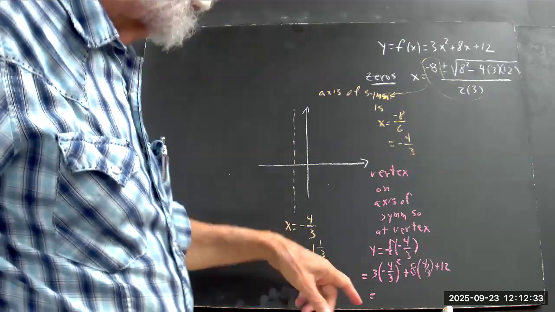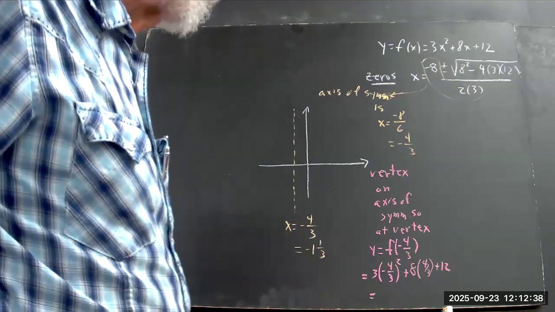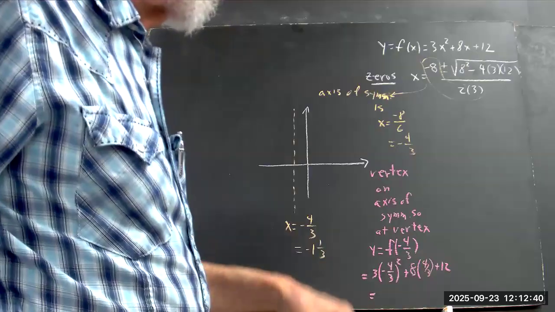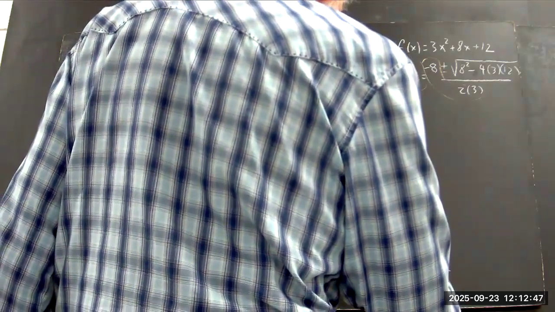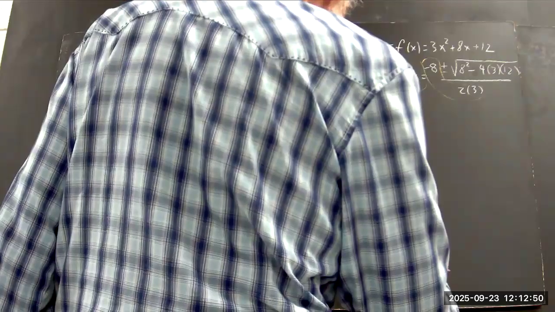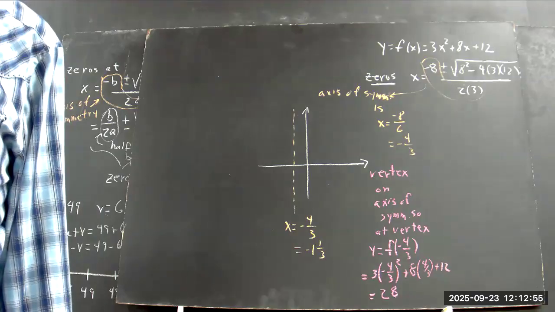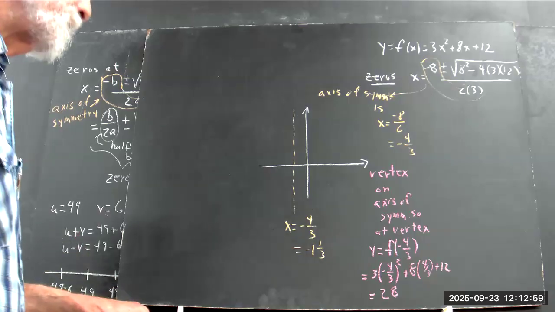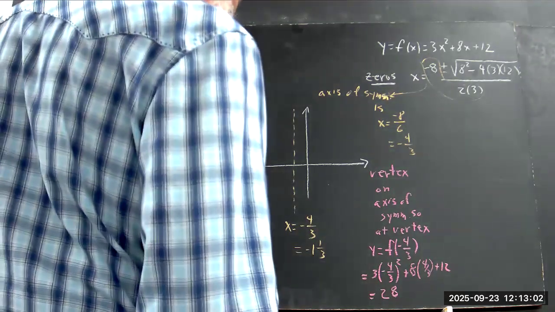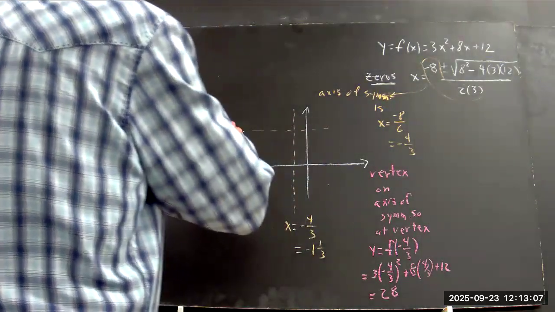If I multiply all this out, I'll do the arithmetic in my head. It's going to be 16/9. You multiply that by 3, it's 16/3. That's 32/3, which gives me 48/3, which is 16. And I add that to 12, and I get 28. So that's going to be up here somewhere. It's going to be at y equals 28. Well, let's just say y equals 28 here.